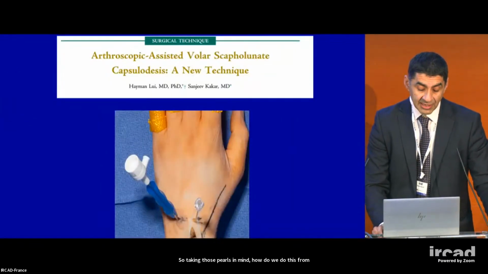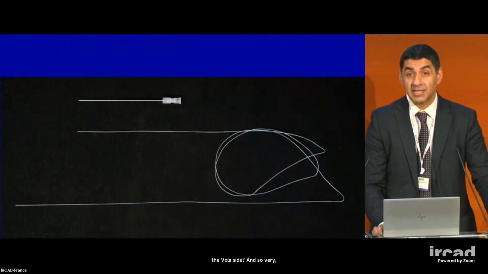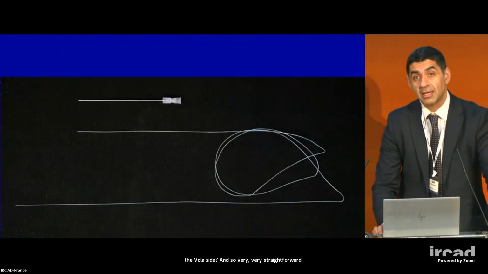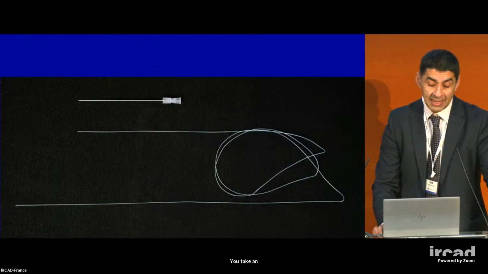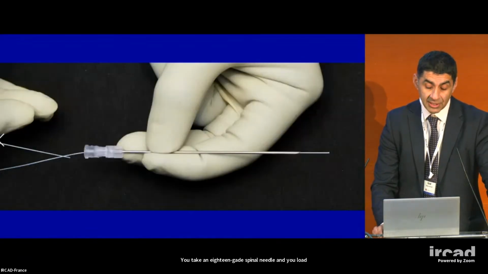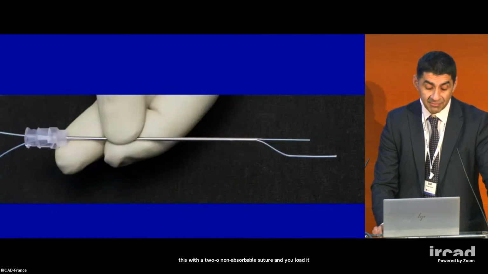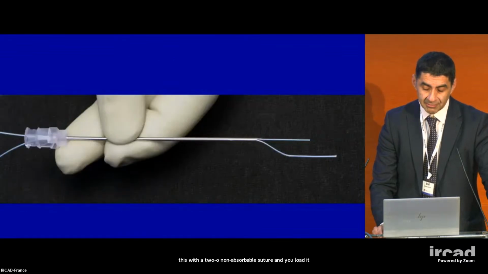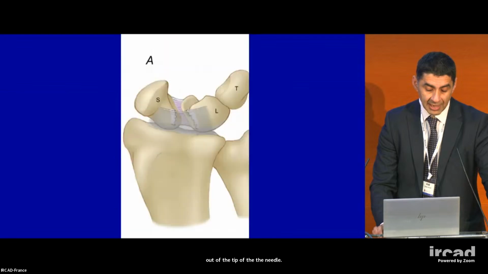Taking those pearls in mind, how do we do this from the volar side? Very straightforward. You take an 18-gauge spinal needle and load it with a 2.0 non-absorbable suture, loading it from back to front such that you have the tails coming out of the tip of the needle. I'll show you some schematics now, and then we'll show you how to do this technically.